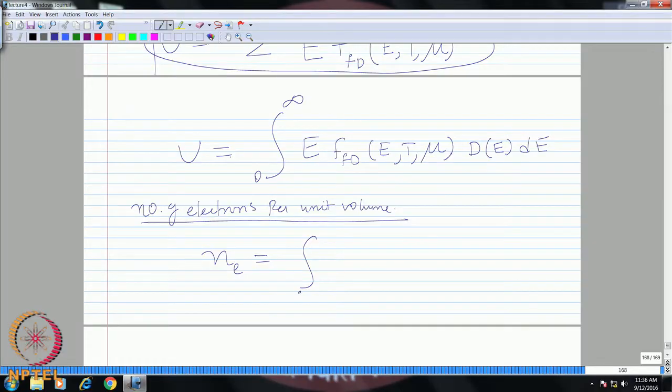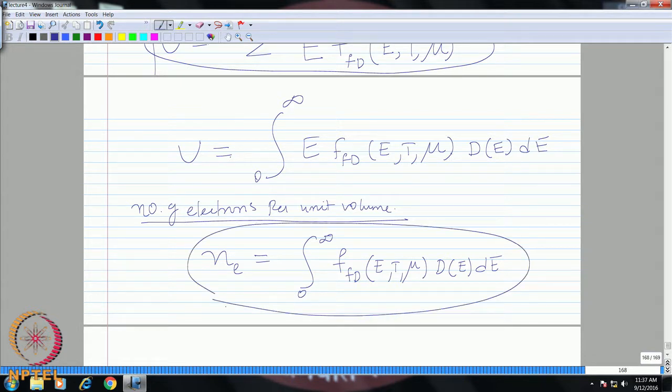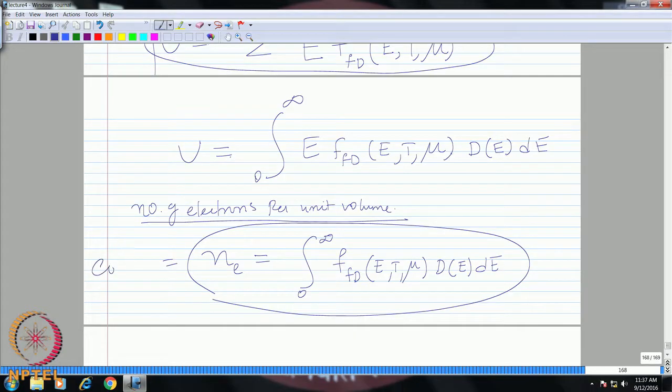Integral 0 to infinity. What should come inside? D of E dE gives you only quantum states, it does not give you how many electrons are actually occupying that. So, F times D of E, right. The actual number of electrons occupying each and every quantum state, you have to multiply by the distribution function, right. Now, for a given metal, for example, this number of free electrons is constant, correct. This value is a constant, it can move around, but this number is a constant, therefore, this is equal to a constant.